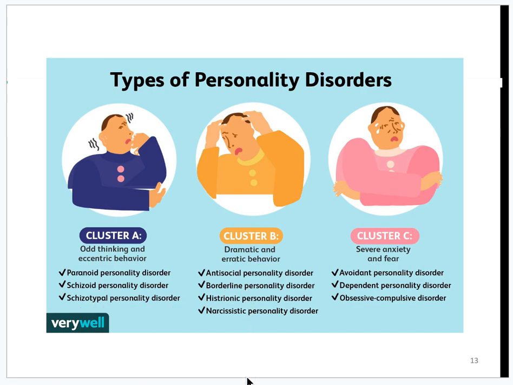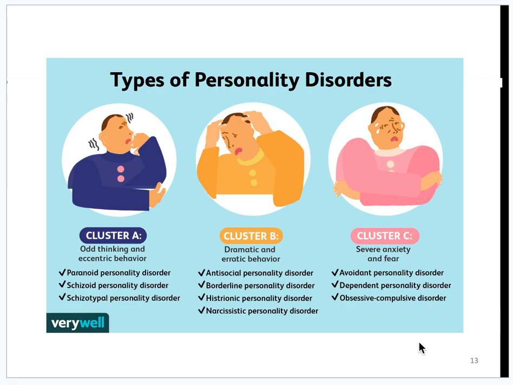Then we get into cluster B, which is dramatic and erratic behavior. You're probably already familiar with narcissistic, and you may be familiar with histrionic. If not, you will likely recognize it when you see it. Antisocial, I'm sure you've heard of before. Borderline, maybe possibly a little bit less. But we'll look at those.